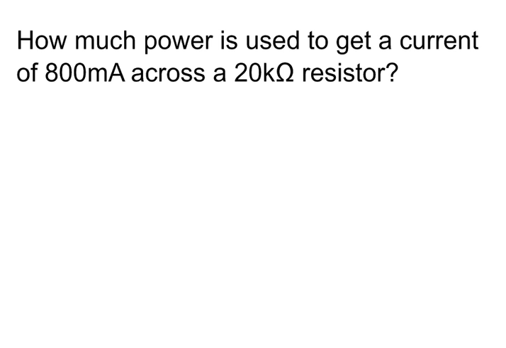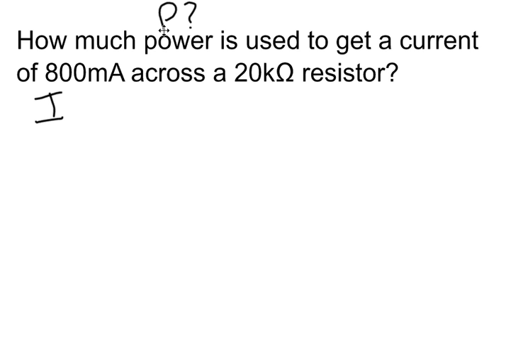Power is used to get a current of 800 milliamps across a 20 kilo ohm resistor. So we look at a question like this, and we say power is what it's asking us for. Current is 800 milliamps. Current is abbreviated I.